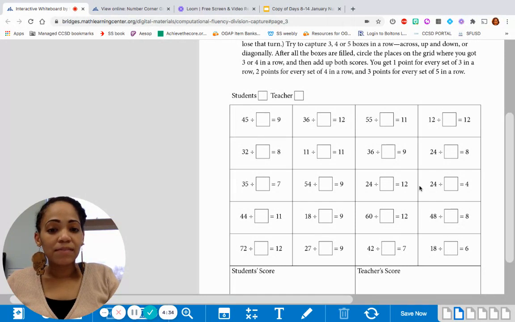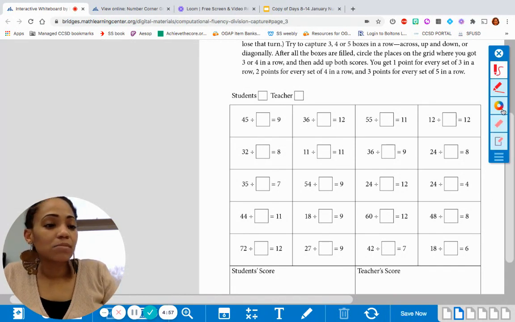Where might I place my 5? 12 times 5, 36? No. 11 times 5, 11? No. 11 times 5, 55? Yes. Is 9 times 5, 45? Yes. So right off the bat, we see 2 places that we can place the number.